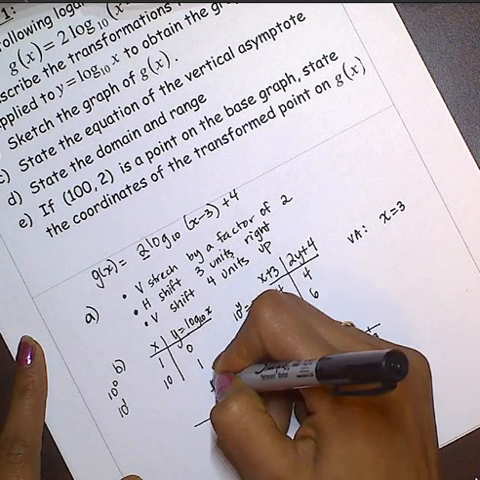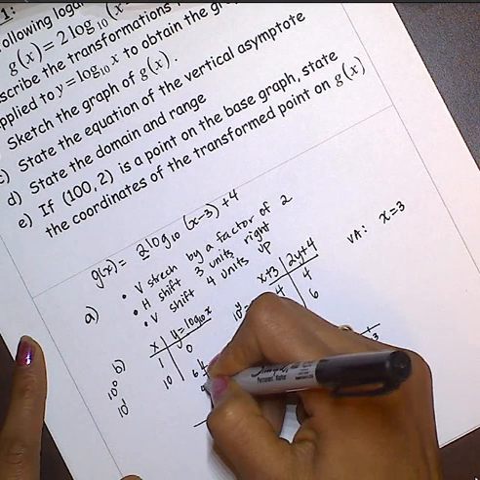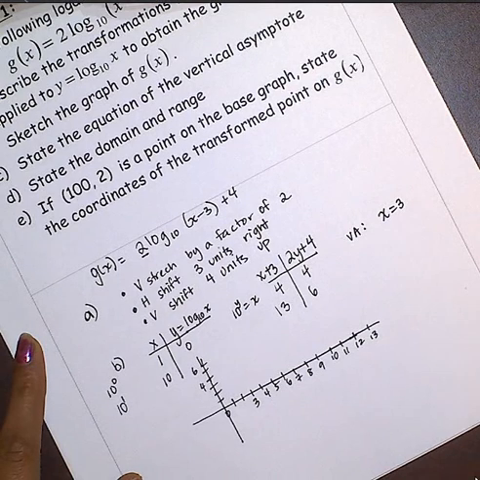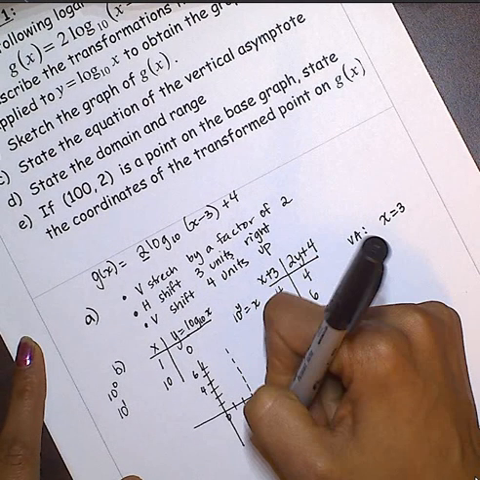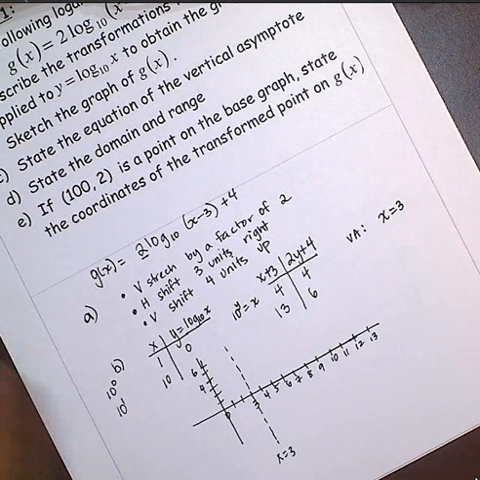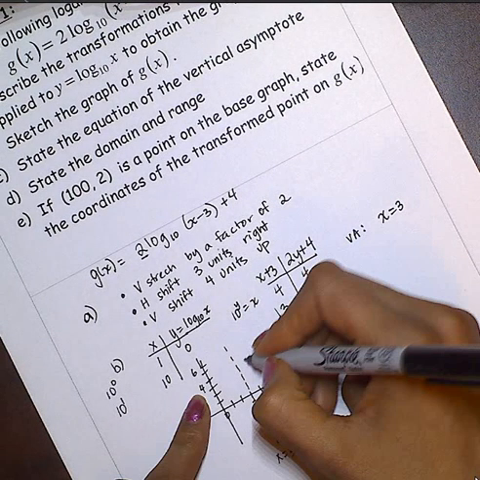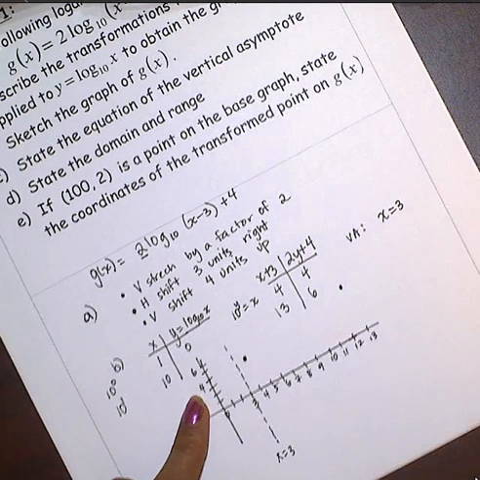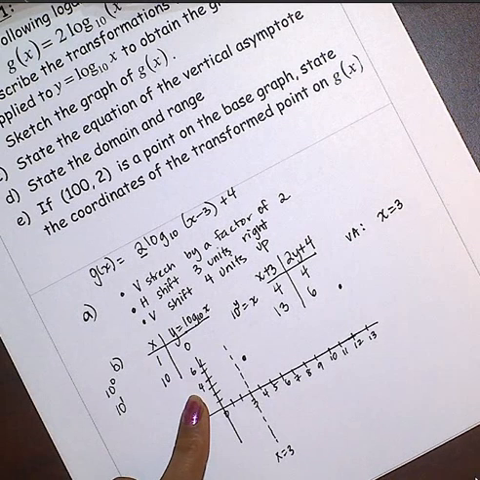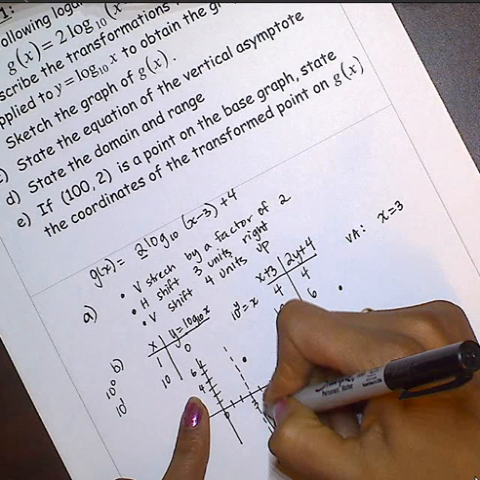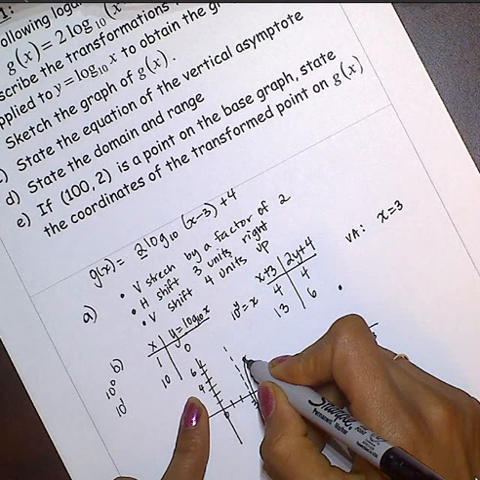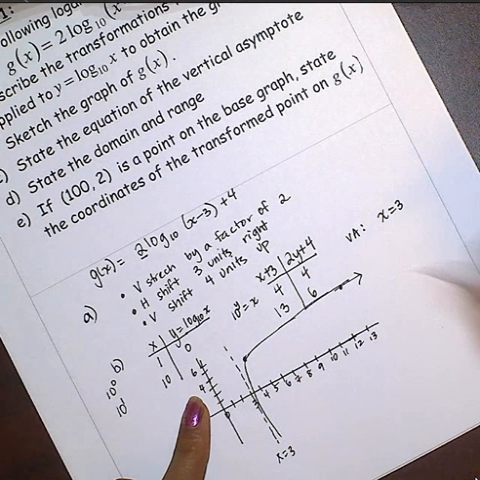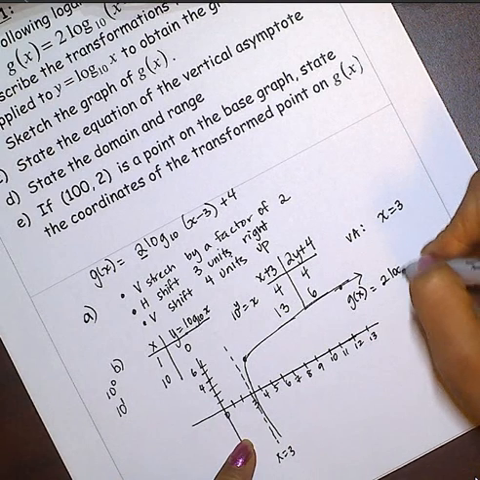Okay, so I'm going to start off by first allocating what my vertical asymptote is. x equals 3. And the two coordinates that I want to plot are (4, 4), and the next one is (13, 6). Now I'm just going to join those two points and make the curve approach x equals 3. That's my function, and I'm going to label this function as g of x equals 2 log base 10 of (x minus 3) plus 4.